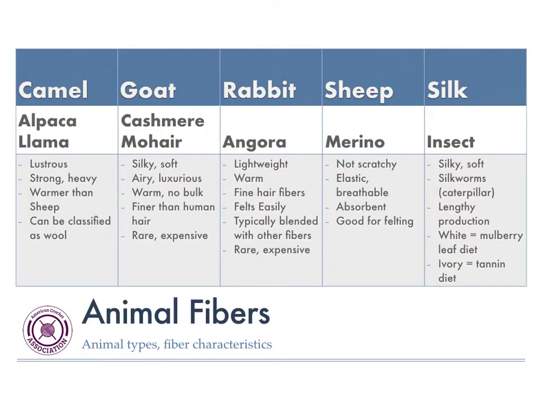Now here's a chart just to show you some of those different kinds of animal fibers, different animals within each of those categories, and some of their most common characteristics. For example, the camel family has alpaca and llama, and those particular kinds of fibers are defined as being lustrous, strong, or very heavy. They're warmer than sheep, and they can be classified as wool. While these characteristics may look very generic, it just helps you to have a better understanding for these materials, or for these yarns, and what kind of material you could expect to make from those yarns.